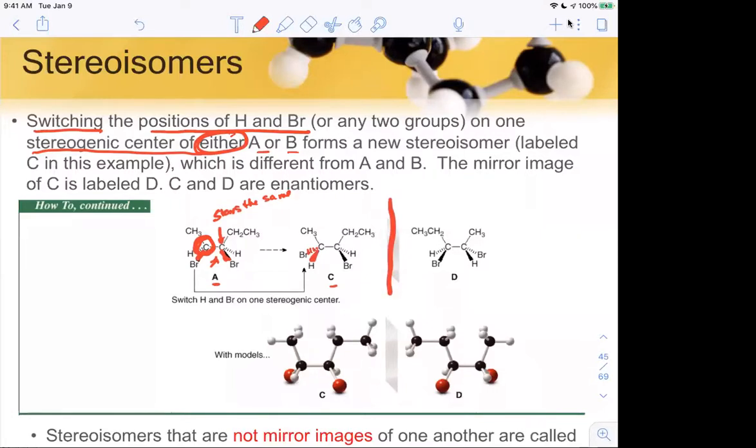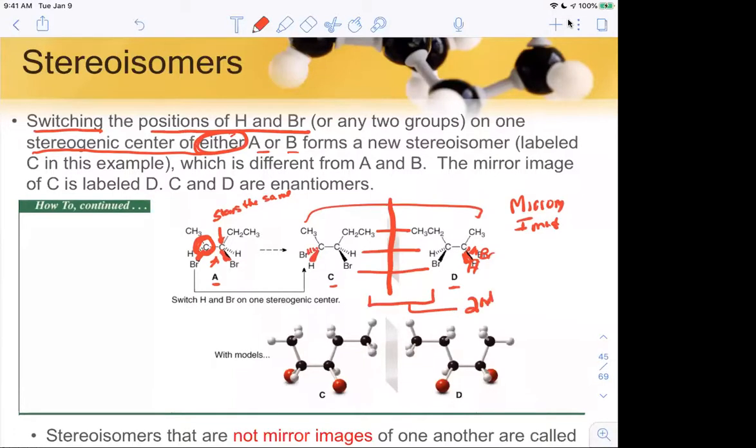Then I'm going to draw the mirror image. The mirror image of this is going to have, right, this hydrogen reflects this, the bromine coming out reflects this, these 2 reflect, these 2 reflect. I have the bromine coming back at the end, and then that last one has the hydrogen coming out. So C and D are mirror images. These are the second pair of enantiomers.